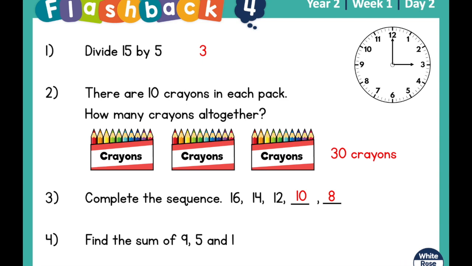And finally, question 4, find the sum of 9, 5 and 1. That means how many altogether. That's what sum means. So we need to add 9, 5 and 1, and the answer is 15. Okay, let's have a look at our main learning for today.